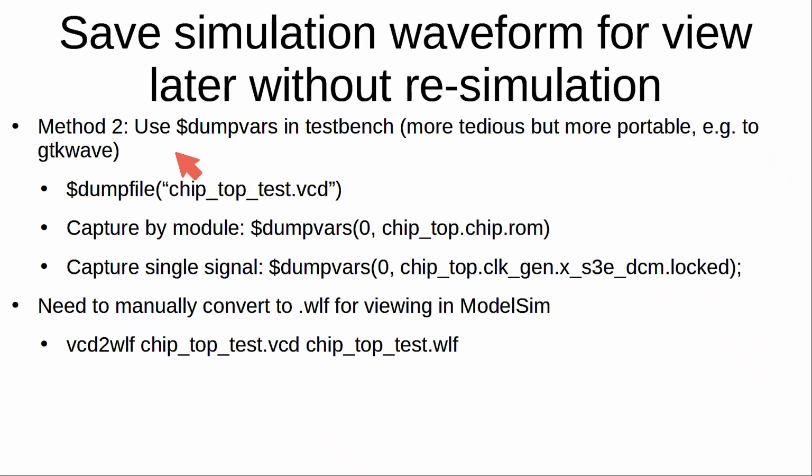The second method is to use the dumpvars in the test bench. This is more portable, such that we can view it in GTKWave.